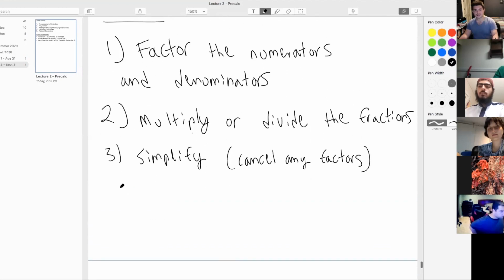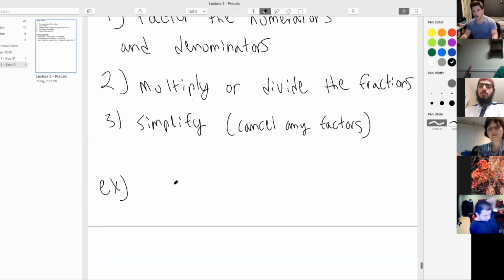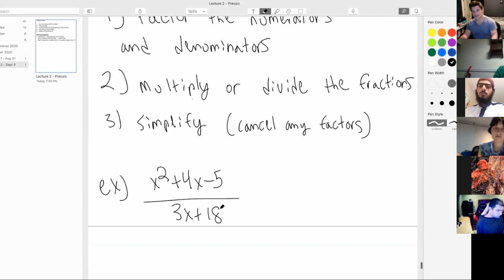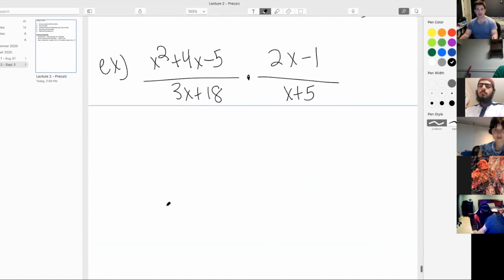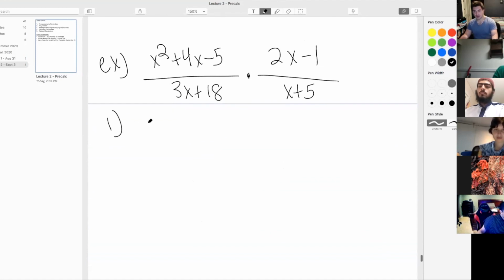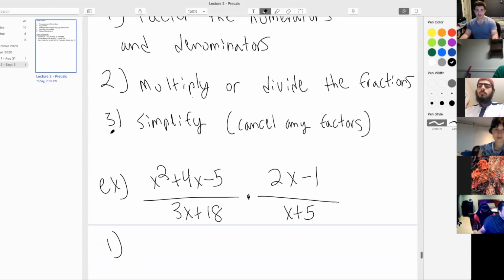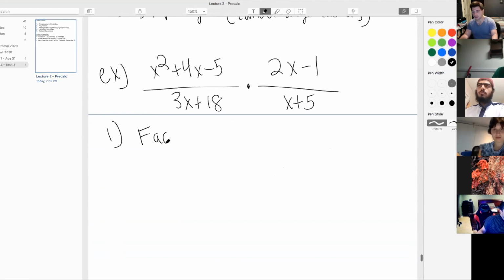Okay, good. So let's get to an example. Say we want to do x squared plus 4x minus 5 over 3x plus 18. That's a rational expression. And we want to multiply that by 2x minus 1 divided by x plus 5. So first, I'm going to go in line with my steps above here. First, factor. So pretty much just factor everything.